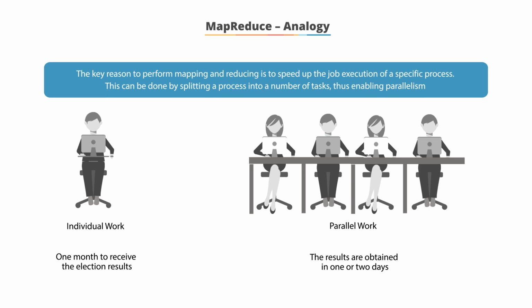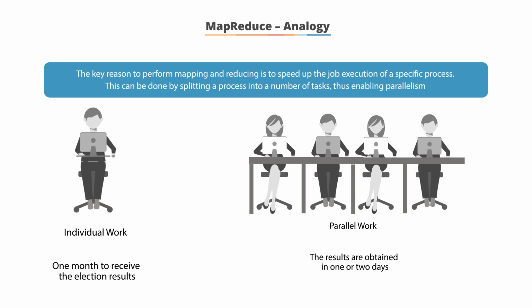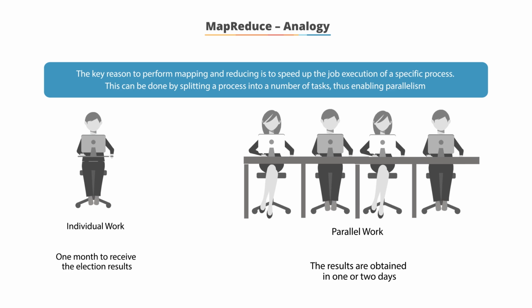The key reason to perform mapping and then reducing is to speed up the job execution of a specific process. This can be done by splitting a process into a number of tasks, thus enabling parallelism. If one person counts all of the ballot papers and waits for others to finish the ballot count, it could take a month to receive the election results. When many people count the ballot papers simultaneously, the results are obtained in 1 or 2 days. This is how MapReduce works. Let's look at a word count example.